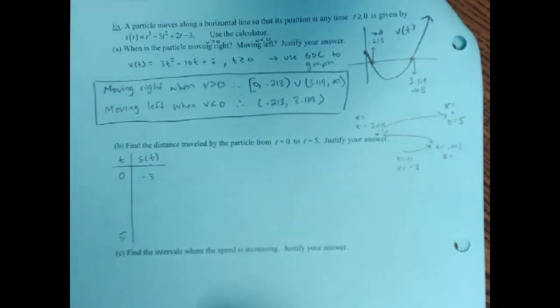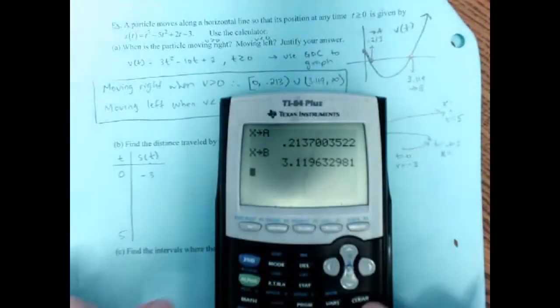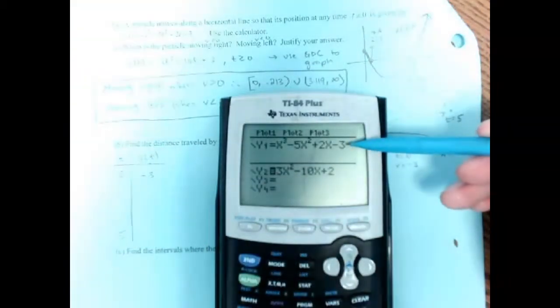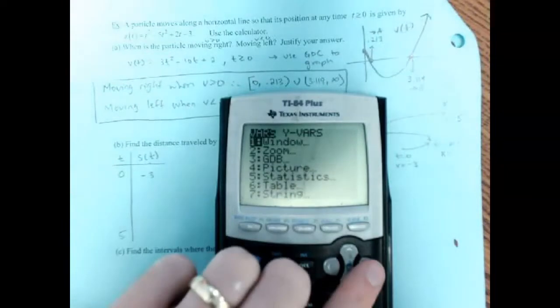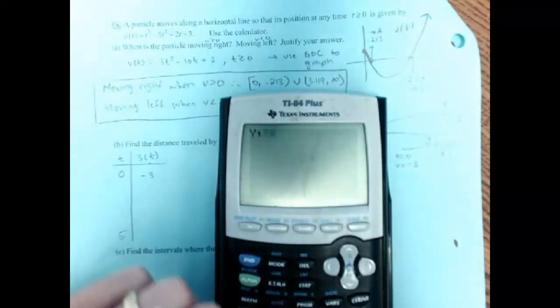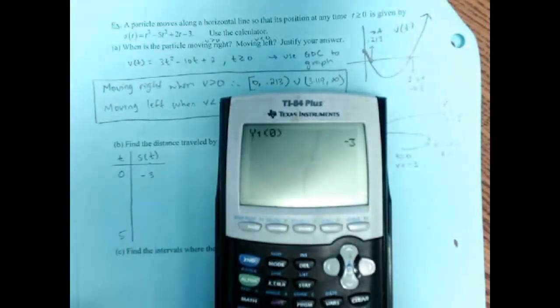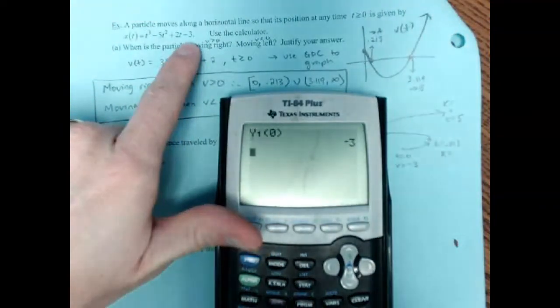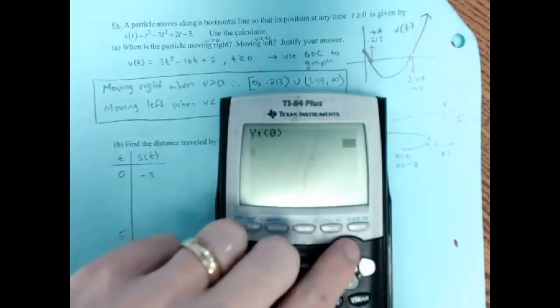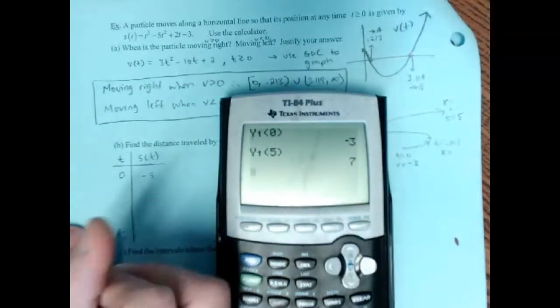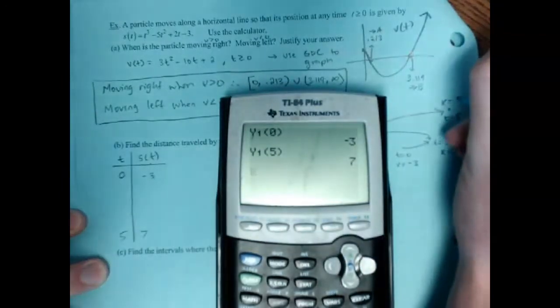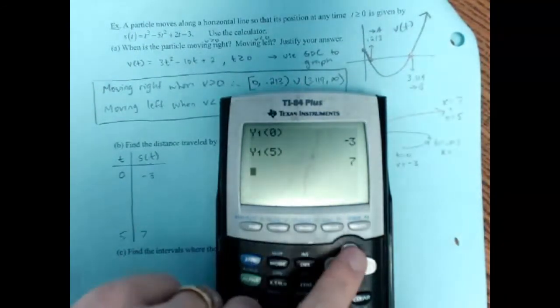If you were to plug it in, remember I already have the original position function typed into y1. So I could do vars, y vars, 0. Of course, that was the initial position. I can also just plug that in my head, pretty easy. And then we would take the function, plug in 5. So the final position is at 7. Okay, then let's go do the other ones.